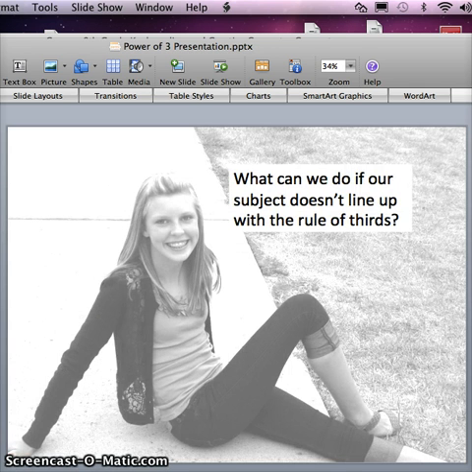And so I think you get the idea of how the rule of thirds is supposed to work. But what if you don't have time to compose your picture so it meets the rule of thirds? Well, in that case, you can crop according to the rule of thirds.